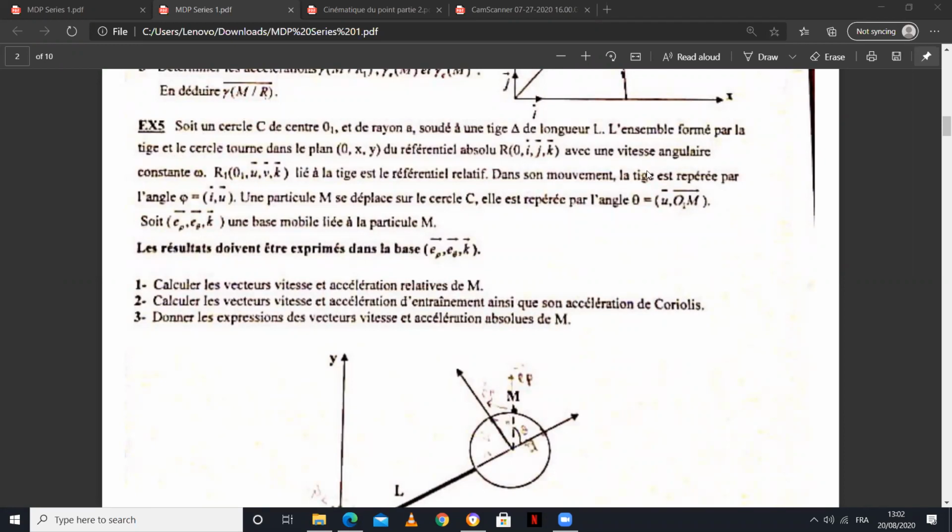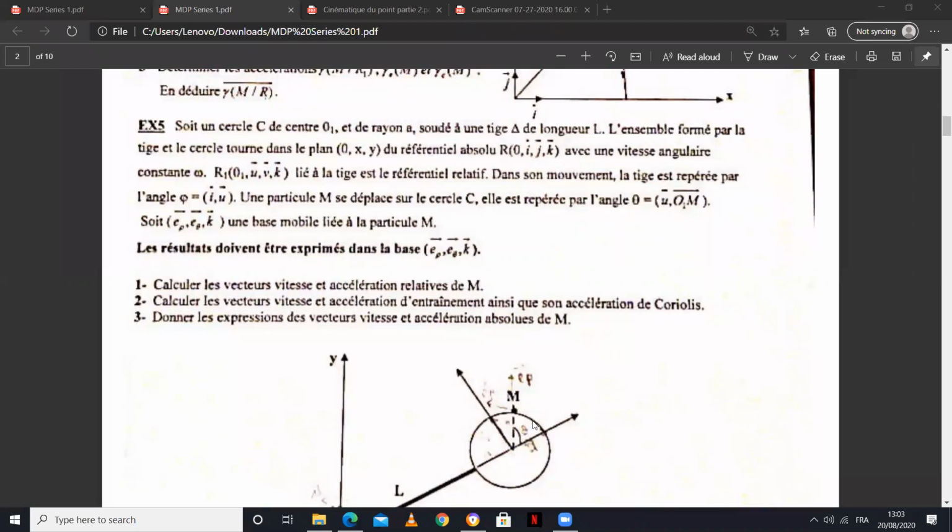Soit un cercle de centre O1. So we have this circle here, and I said the center of the circle is O1, et le rayon a. So the radius of the circle is a, like that.